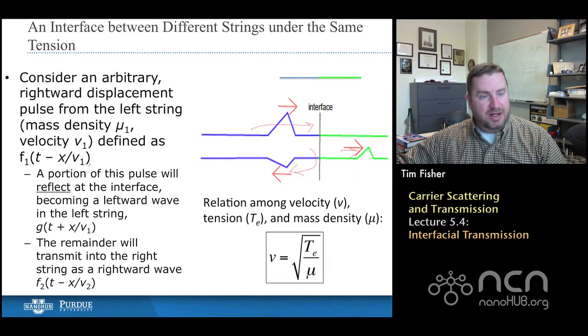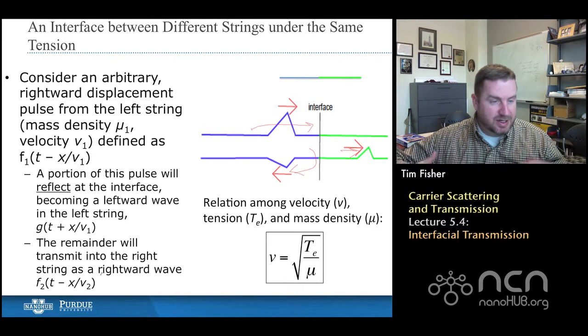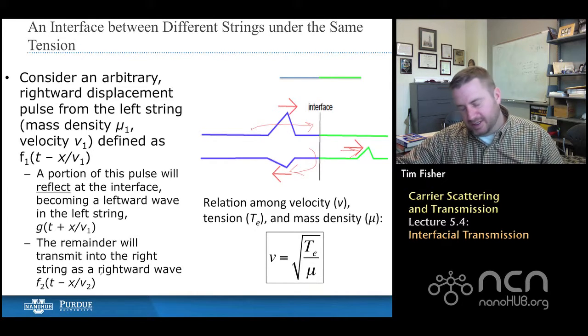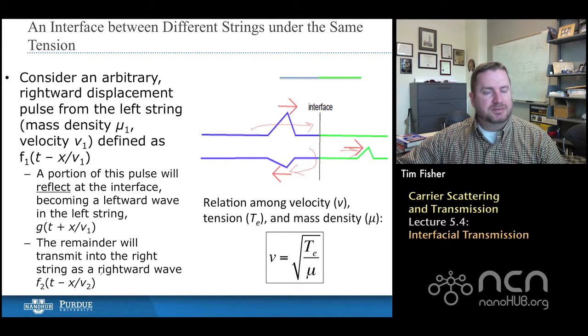So we will define the displacement in the left-hand string, that's the blue, as F1. And then we will say that its reflected wave will have a displacement of G. And the transmitted part of the wave will have a displacement of F. These are waves, so there's a time t and a position x factor that we need to keep track of, because these are moving waves.